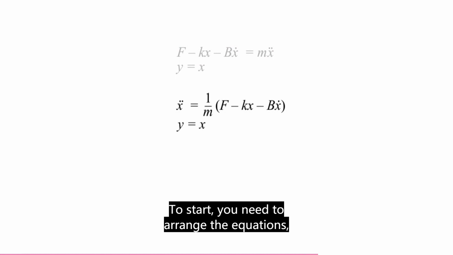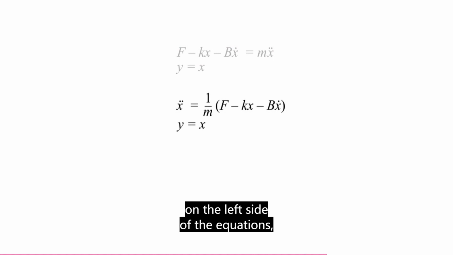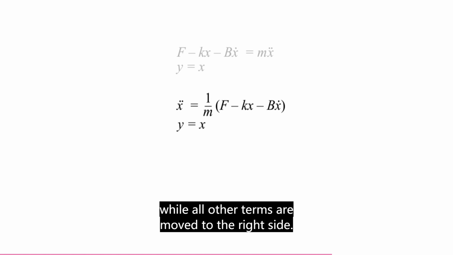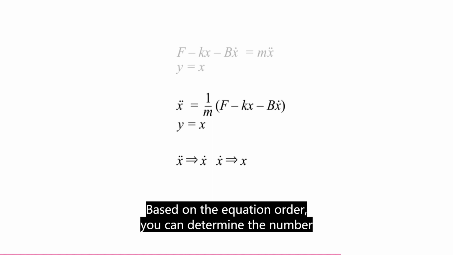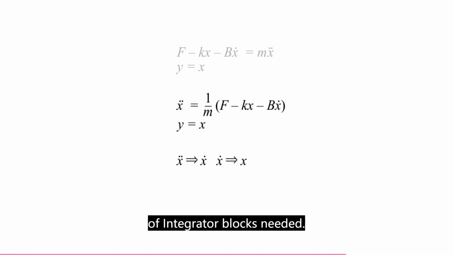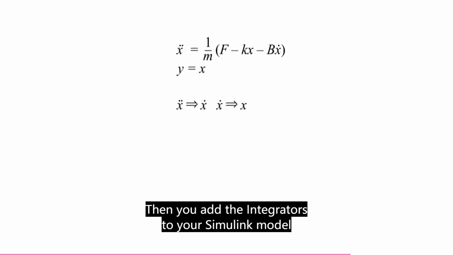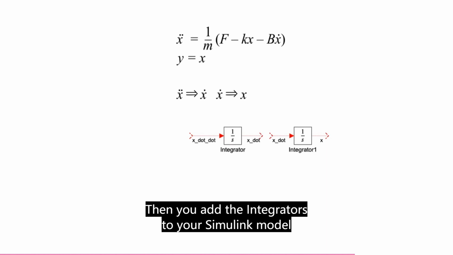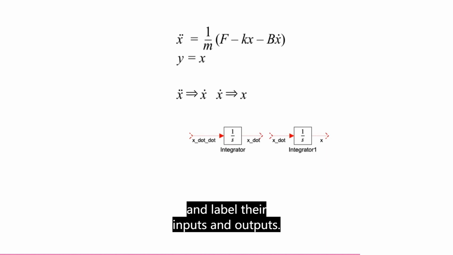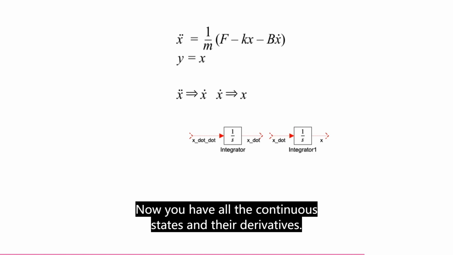To start, you need to arrange the equations such that the highest order state derivatives are on the left side of the equations, while all other terms are moved to the right side. Based on the equation order, you can determine the number of integrator blocks needed. Then you add the integrators to your Simulink model and label their inputs and outputs. Now you have all the continuous states and their derivatives.